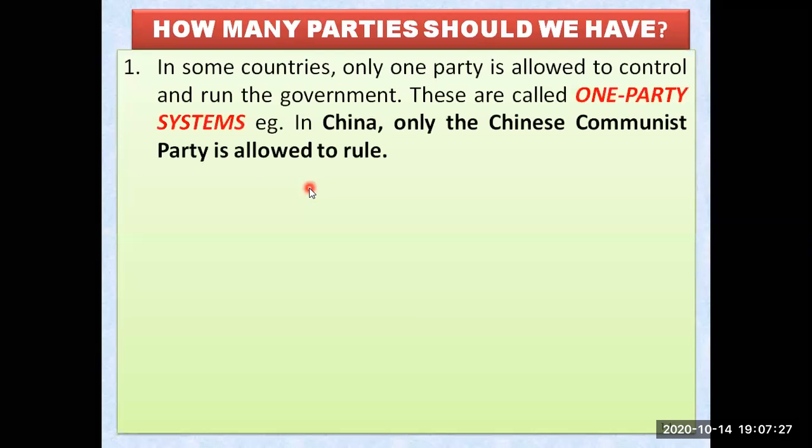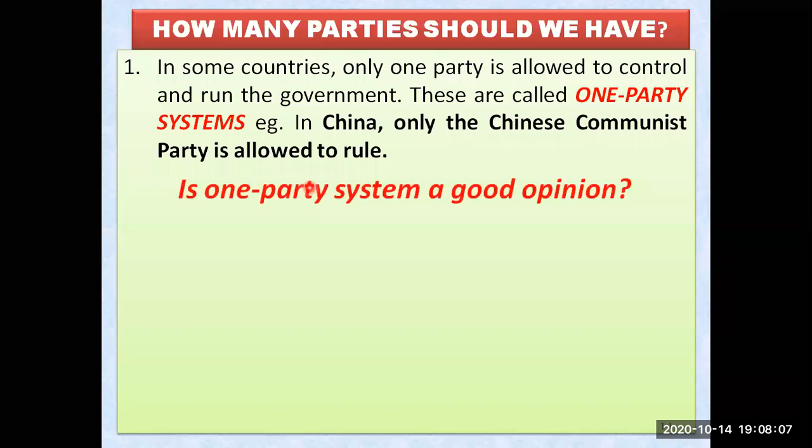In some countries, only one party is allowed. That we know, we have the example of China. Only one party is allowed to control and run the government. There are eight smaller parties also, but they have to merge or listen to the Chinese Communist Party only. They work as branches of the Chinese Communist Party. They are not different. So in some countries, only one party is allowed to control and run the government, and these are known as one party systems. A great example is China, where only the Chinese Communist Party is allowed to rule.